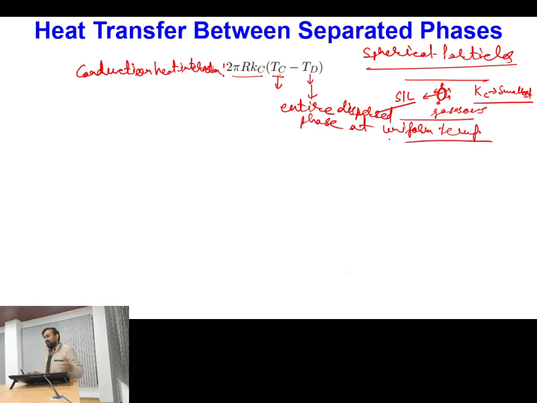So it means the thermal conductivity of the dispersed phase is so high in comparison to the gaseous phase. Of course, in terms of solids and liquids present in gases, we can easily put this assumption. Their conductivity will be so high that their temperature will be kind of uniform. So this is the conduction heat transfer, only conduction. Now if I invoke convection, what will happen?